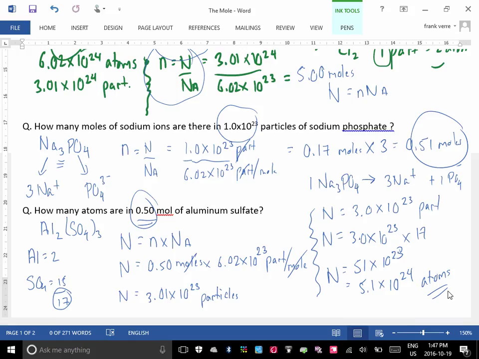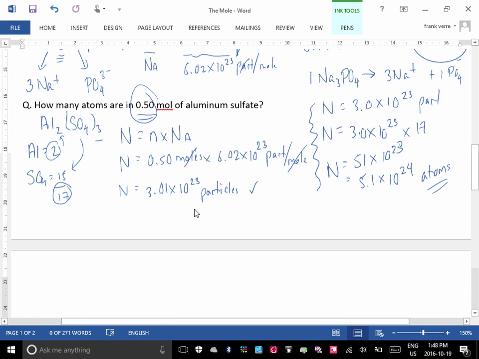Okay, so are we okay with how we got this over here? Each particle of aluminum sulfate has 17 atoms in it because there's 2 aluminum from Al2, and sulfate has 5 atoms, 1 sulfur and 4 oxygen is 5, but times 3 is 15. So 1 particle of aluminum sulfate has 17 atoms, so therefore we have to multiply the number of particles by 17 to figure out how many atoms there are.